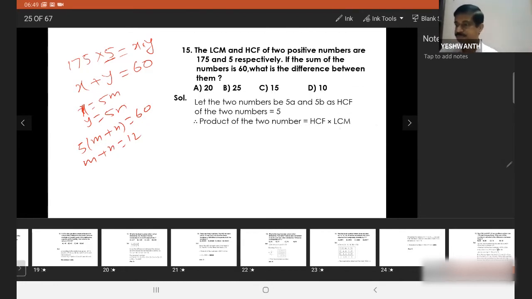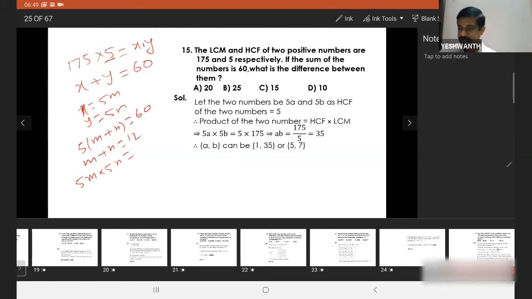So look at this. What all are the possible numbers now? So xy is 175 into 5. So 5m into 5n is 175 into 5. So mn is equal to 35. 35 is mn and m plus n is 12.